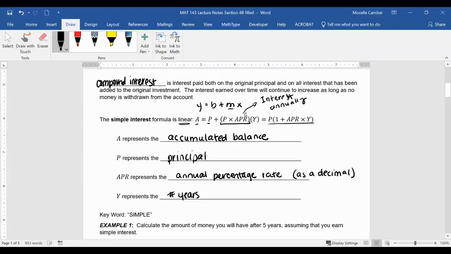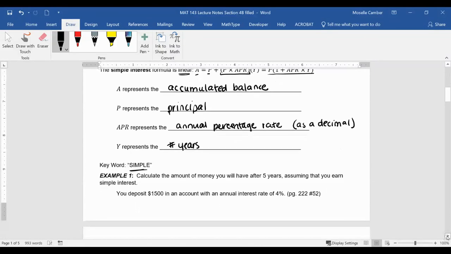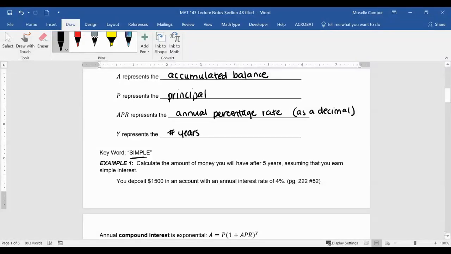Now the key word when you're looking at problems to say whether it's a simple interest, it will have the word simple in there. If it doesn't say the word simple, it's probably not going to be simple interest. So when it gives you that APR, it will say if it's simple or compound. So let's look at an example.